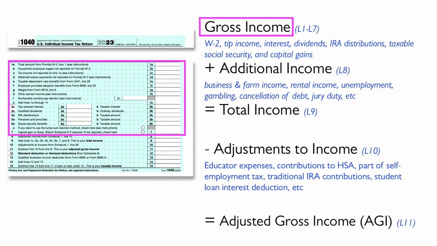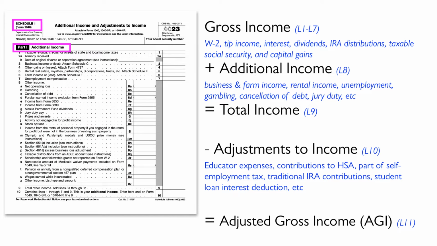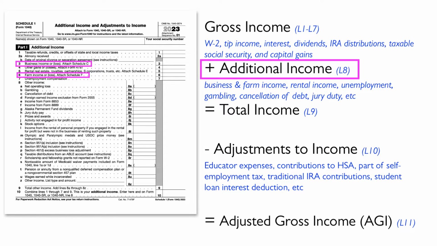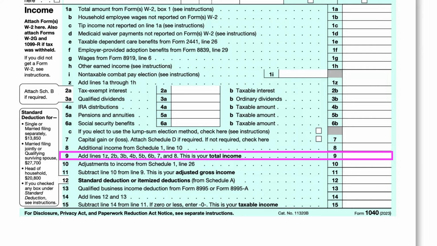We take all income from W-2s, tip income, interest, dividends, IRA distributions, taxable Social Security, and capital gains and add it all up. Then add more income from Schedule 1, Part 1, called additional income, which includes such things as business and farm income, rental income, unemployment, gambling, cancellation of debt, jury duty, etc. These items flow to line 8 of the 1040 for 2023. All these income sources are then added together on line 9 as total income.